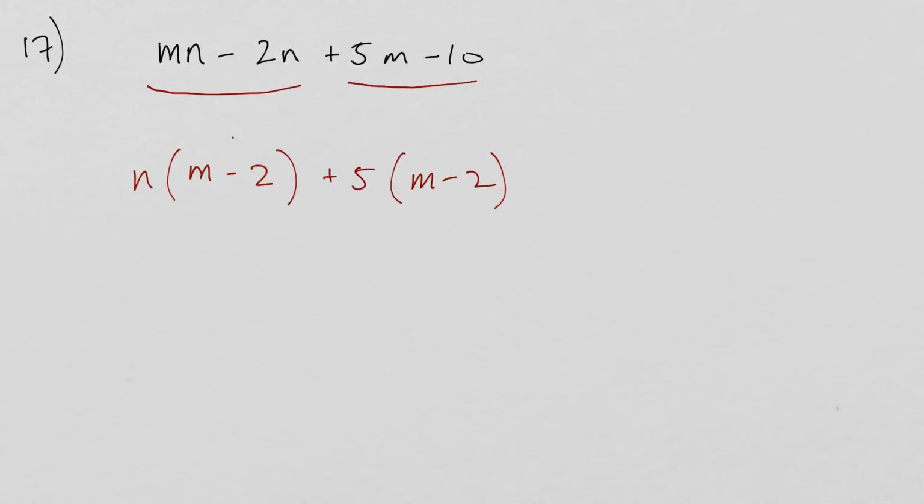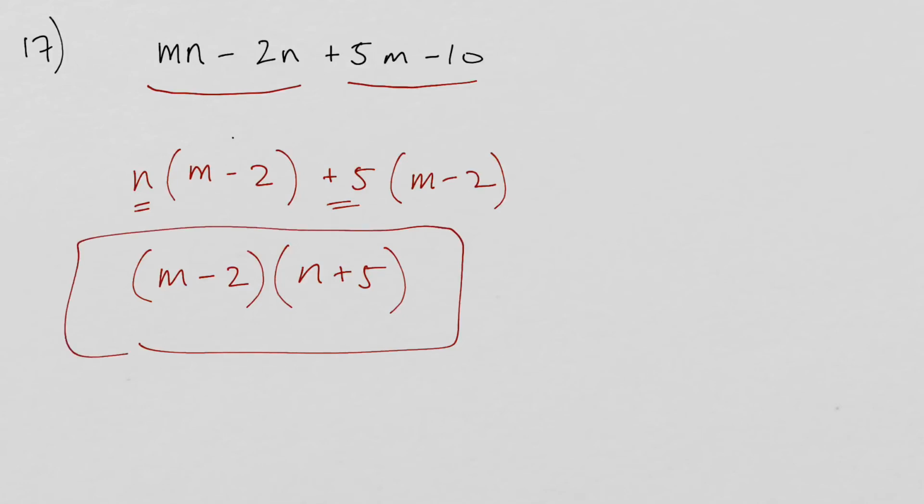And now we have 2 terms. The m minus 2 is common to both of them, so you factor that out, and you're left with n plus 5. And that's the final answer. You can, if you're not confident, FOIL this and make sure you get back to the original.